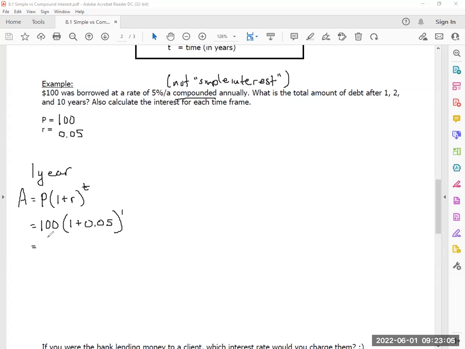Yeah, 105. Is it any different from before? No. Compare with the first page if you have to. It's still the same amount. So what is the actual interest that I earn?